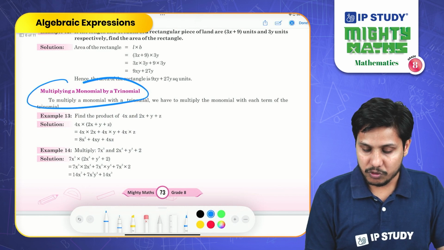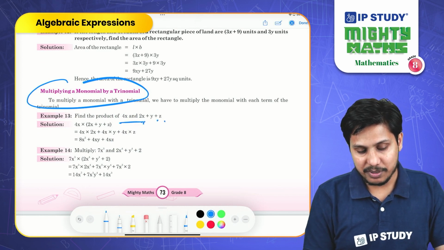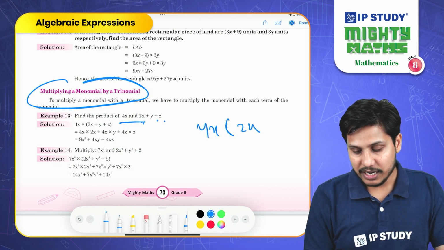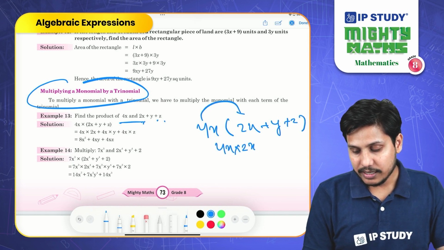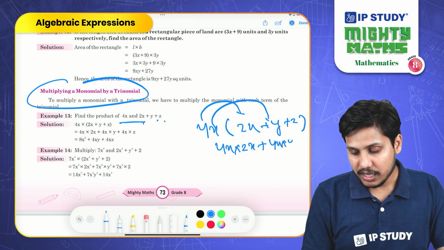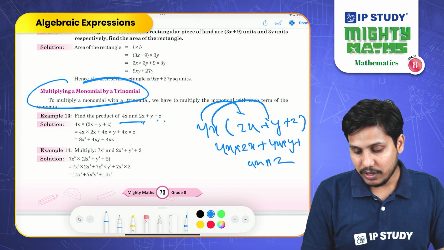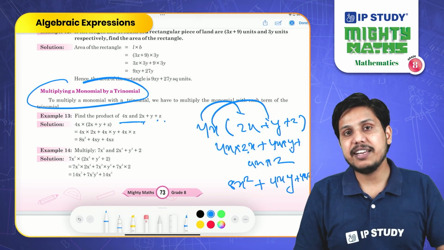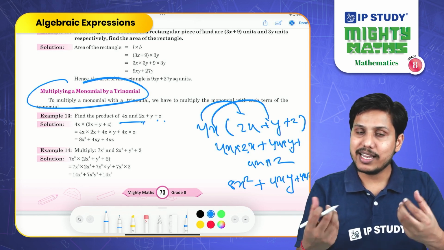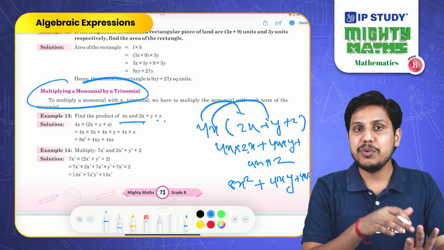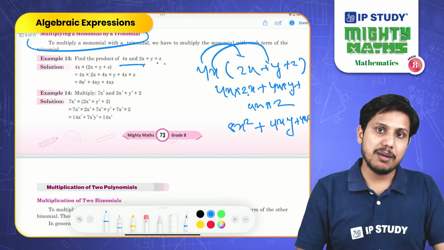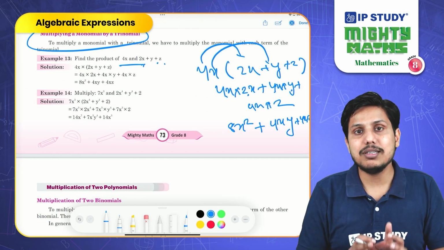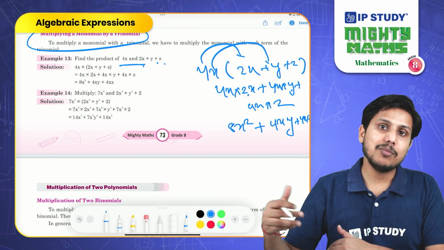Yes, like this. So to multiply 4x and 2x plus y plus z together, we can write it like this first, and then multiply 4x with 2x, then 4x with y, then 4x with z. So we'll have 8x square plus 4xy plus 4xz. So it is quite a similar process to multiplying a monomial with a binomial. If the number of terms increases, you can use the same process, just the number of steps or the number of terms will increase.